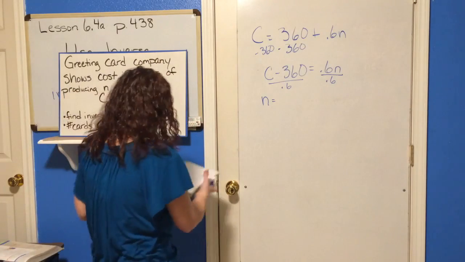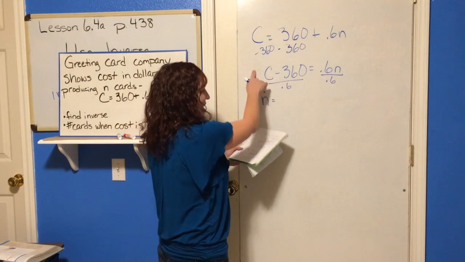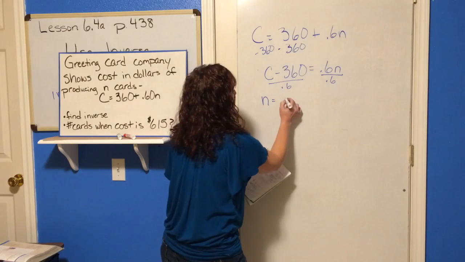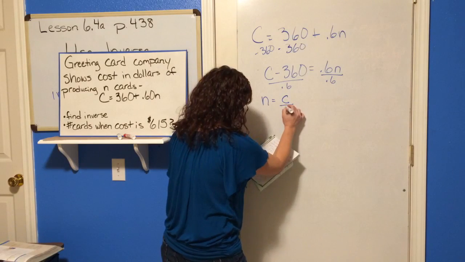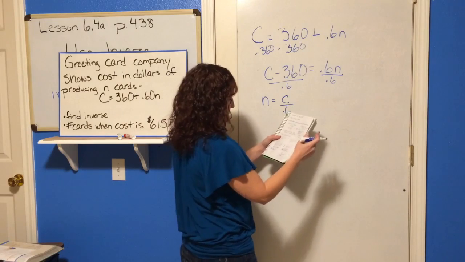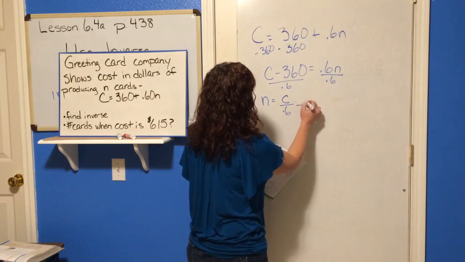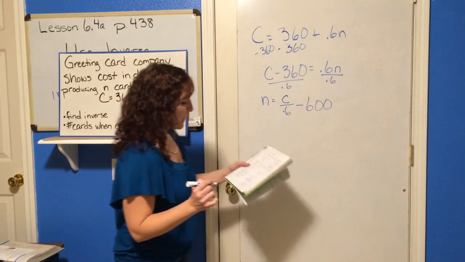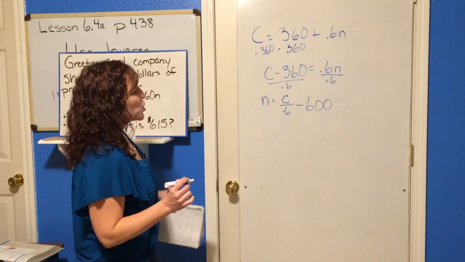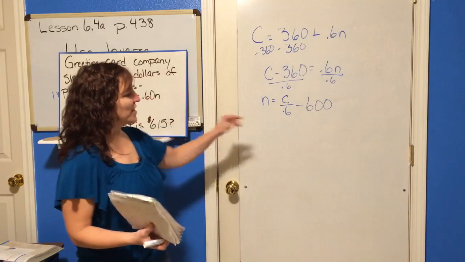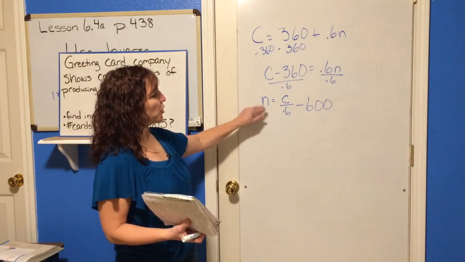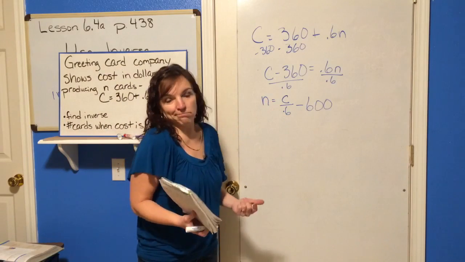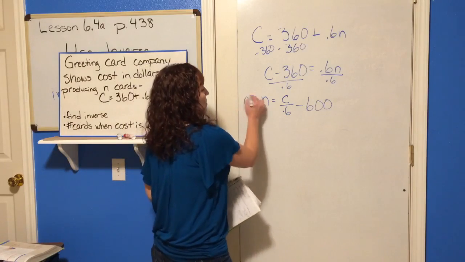Let's look and make sure. So what you'll do is you'll take 1 divided by 0.6, or actually, let's see, we can just take C over 60 cents, it looks like. Is that what I did? Oh my goodness. And that's minus 360 divided by 0.6 is 600. So this is your inverse equation. So the number of cards equals the cost divided by 60 cents minus 600. So there's your inverse. So that's step one.